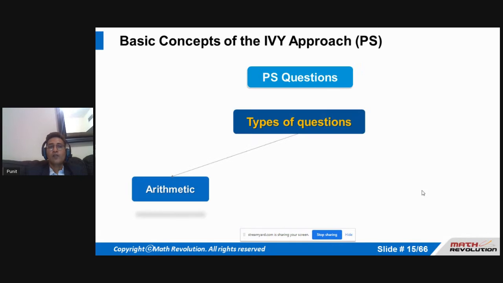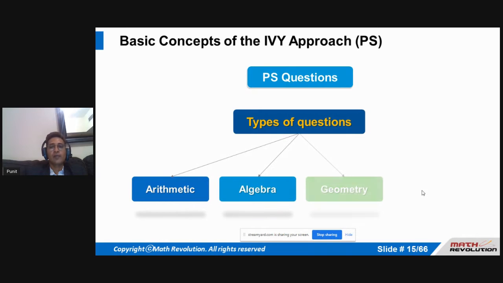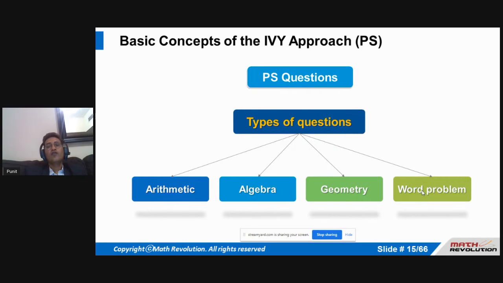Speaking ahead, the PS questions are based on arithmetic, algebra, geometry, and word problems. It's AAGW: arithmetic, algebra, geometry, and word problems. So these are the four types of questions that PS deals with.